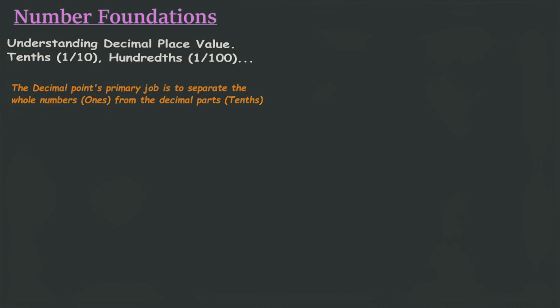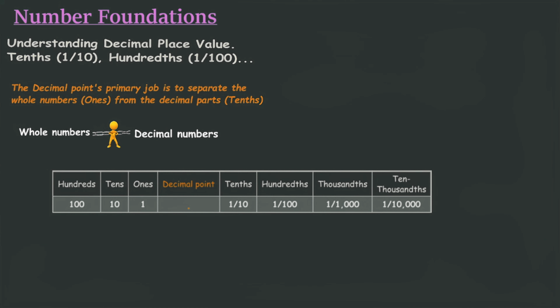Think of it as the anchor of our entire number system. Everything to the left of the decimal point is a whole number: ones, tens, hundreds. Everything to the right is smaller than 1: tenths, hundredths, thousandths. The golden rule still applies. Dividing by 10 makes numbers 10 times smaller, shifting digits one place to the right.